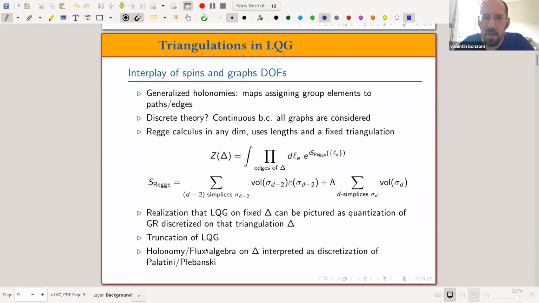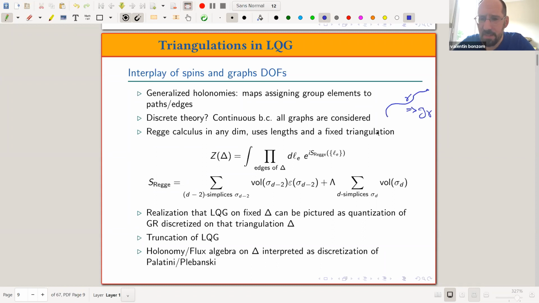And now what about full quantum gravity, let's say? So there is some tricky interplay between spins and graphs, DOFs. So the way loop quantum gravity works, I think if you look at a textbook, you will find that it starts with generalized holonomies, which are ways to assign group elements to paths and edges. Okay, so when you have an edge like this, you get a group element G for the path gamma, which is a holonomy. So it might look like a discrete theory because we have graphs, but in fact, there's been quite a lot of work to emphasize the fact that it's a continuous theory because all graphs are considered, not just one triangulation, but all possible graphs.